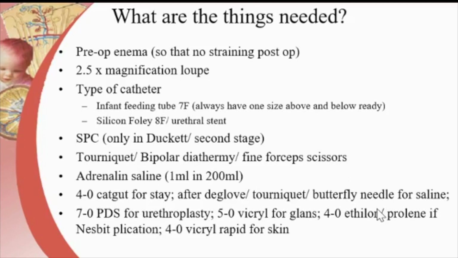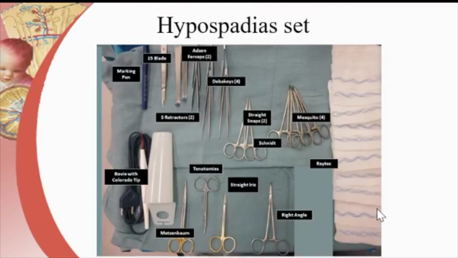So we need a butterfly needle with saline for injecting into the corpora or glans to make an artificial erection test. I prefer a 7-0 PDS for urethroplasty, 5-0 Vicryl for glans closure, 4-0 Ethilon or Prolene if I do a Nesbit plication, and 4-0 Vicryl Rapide for the skin. So these are the routine materials which are written in the Cardex the day before.